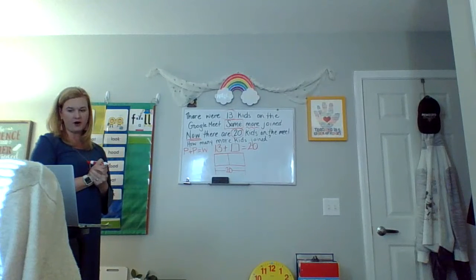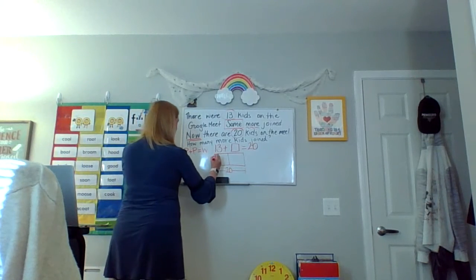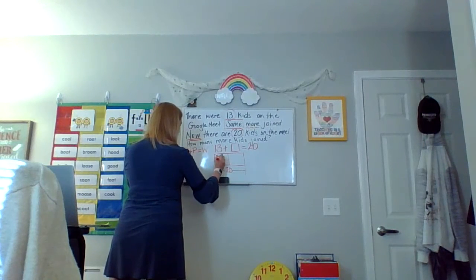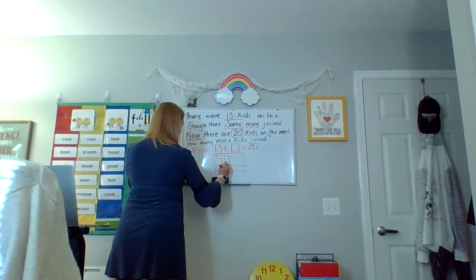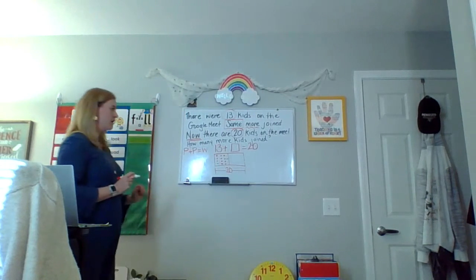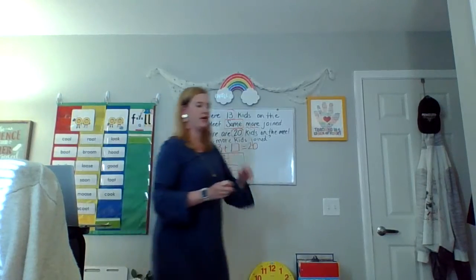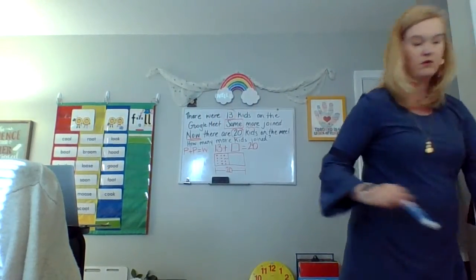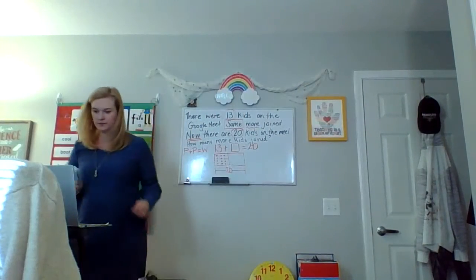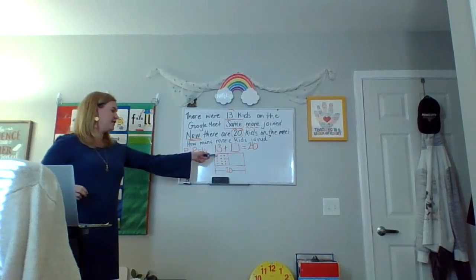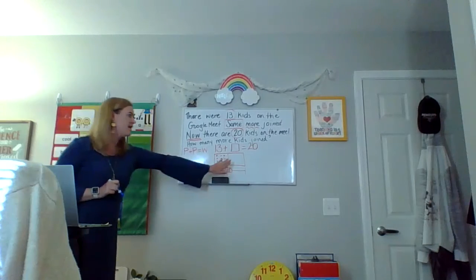Do I know one of my parts? Darren. 13. So I'm going to draw 13 circles in this box. 1, 2, 3, 4, 5, 6, 7, 8, 9, 10, 11, 12, 13. Now, how am I going to find this number here? So I know this is 13. That's a part of 20. How am I going to find my other part?